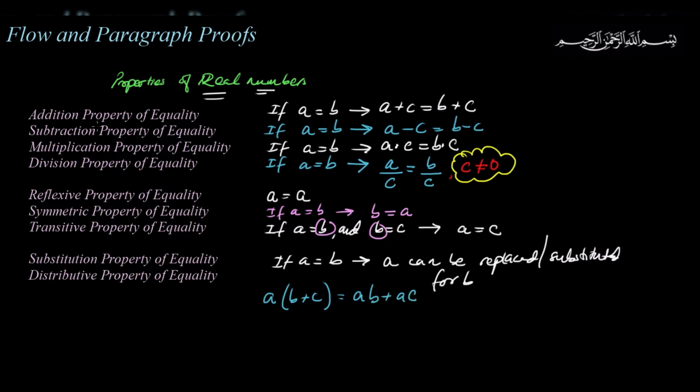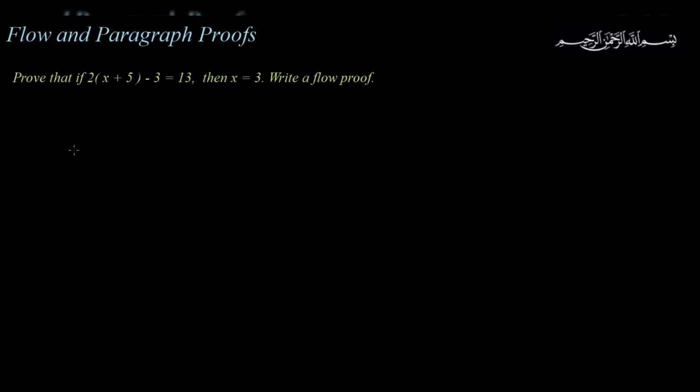So addition property of equality, subtraction property of equality, multiplication property of equality, division property of equality, and then reflexive, symmetric, transitive property of equality, substitution, and distributive property of equalities. It is imperative to know these extremely well, because as I said, these will come again and again in various different forms. Okay, so here's an example of a flow proof.